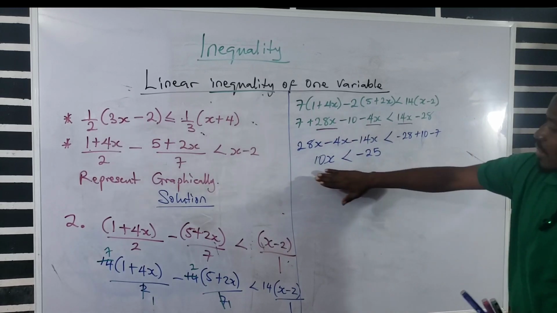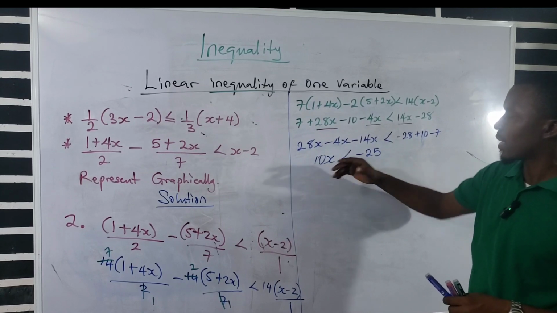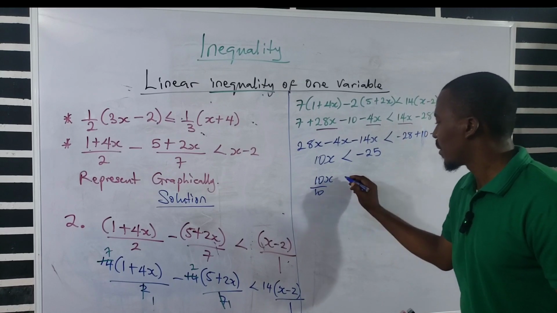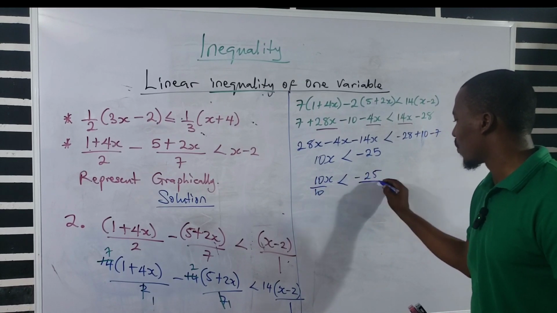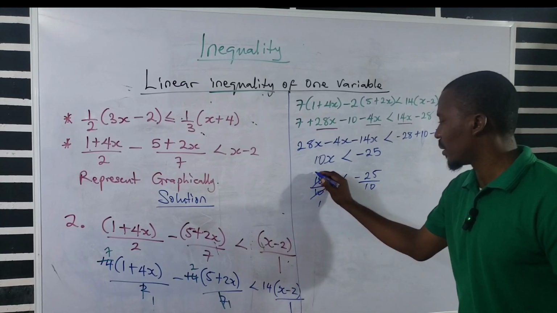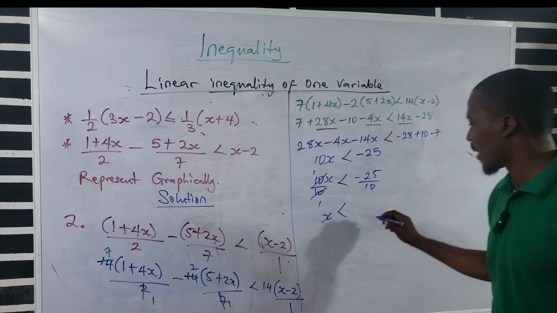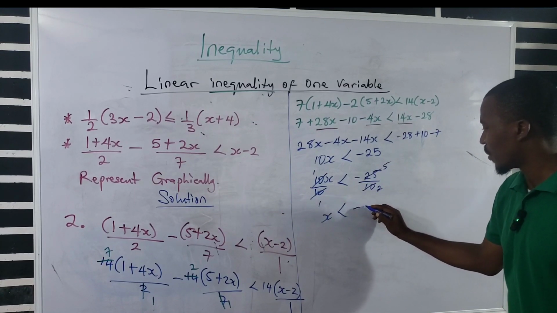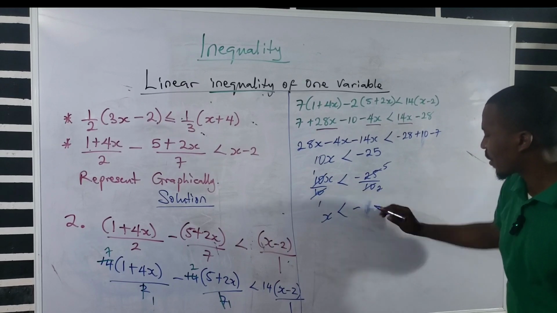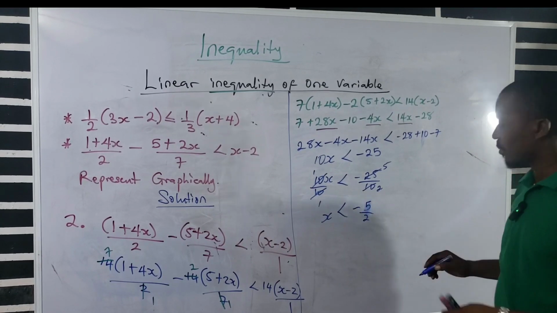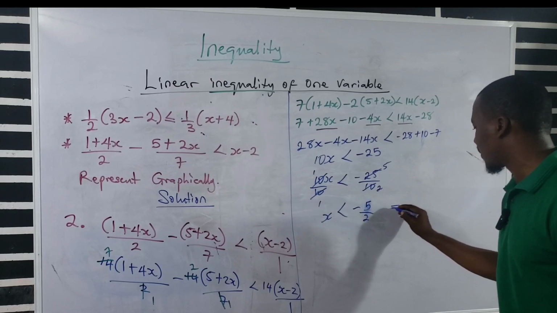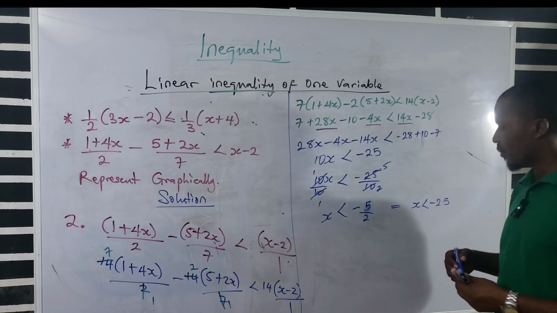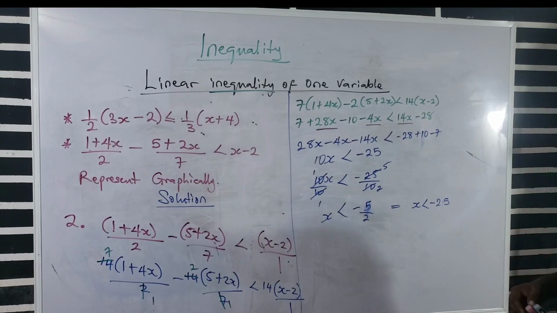So the next thing to do now is to divide through by 10 so that I can have my value. So 10x over 10 less than minus 25 over 10. 10 here will go in this, so I have x less than, 5 here 2, 5 here 5. So that will give me minus 5 over 2. And minus 5 over 2 is the same thing as x less than minus 2.5. Either as a fraction or as a decimal.